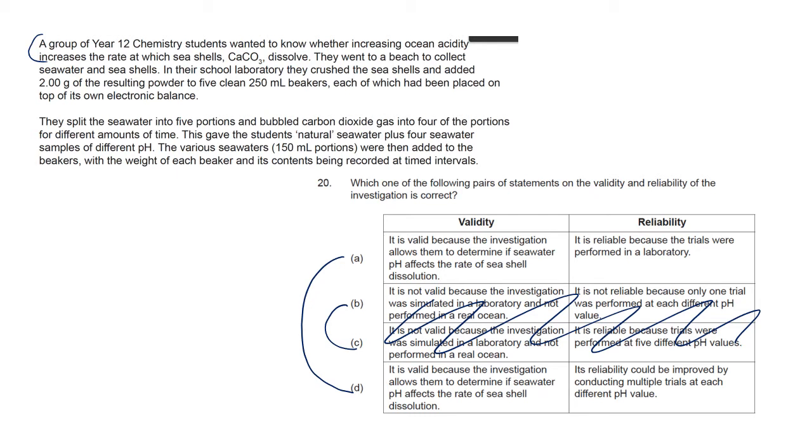It is reliable because the trials were performed in a laboratory, okay. Or, reliability could be improved by conducting multiple trials at each different pH level. Because they only did it at 1 pH level each, that's not very reliable. So this is much more accurate, and this is probably not very accurate because just because you're in a lab doesn't actually mean that you're going to do anything right. Okay, so the answer was D.